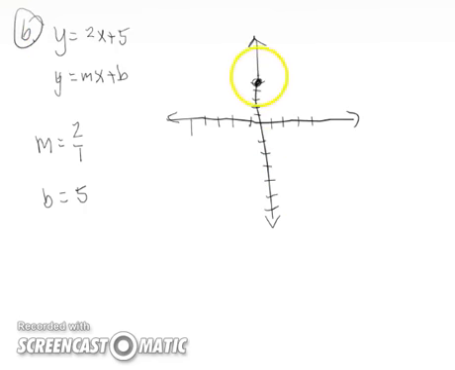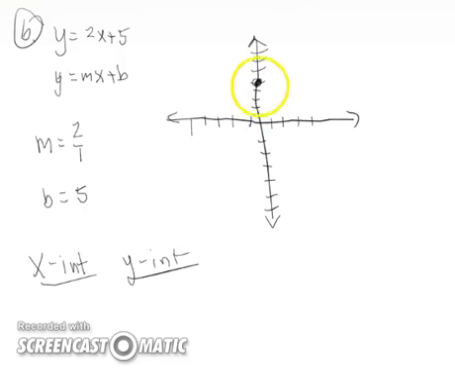Now, I want to get my y and x-intercept. That's my goal. So I want to get the x-intercept, and then I want to get the y-intercept. Well, I actually have my y-intercept. It's at 5. So my answer is 5 for my y-intercept. 0 for my x, 5 for my y. There's the point. It's right there.